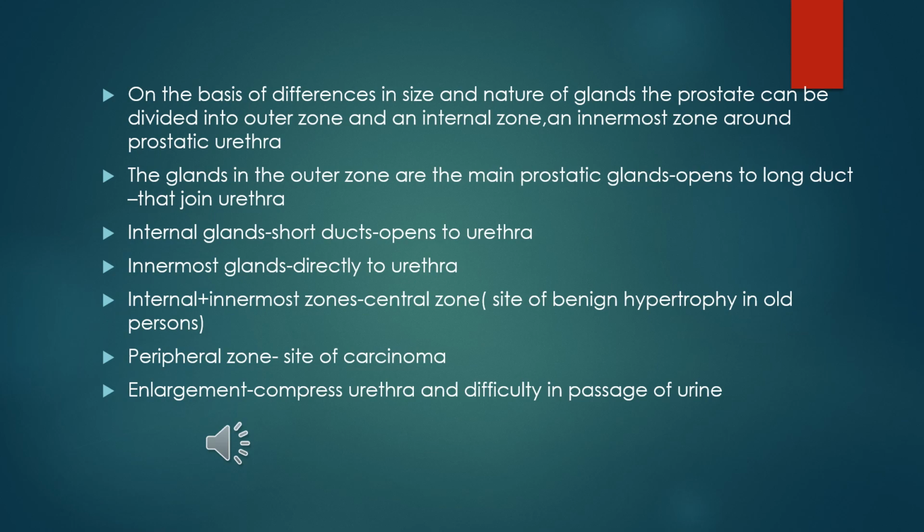So, the internal plus the innermost zones of the prostate are called the central zone. It is the site of benign hypertrophy in old persons. The peripheral zone, which contains the main prostatic glands, is the site of carcinoma. An enlargement of the prostate can compress the urethra and cause difficulty in the passage of urine.